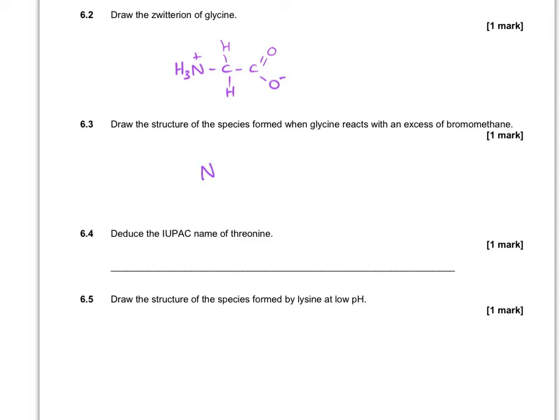So what you're going to end up with is the original molecule of glycine, and in place of its hydrogens we're going to get the methane from the bromomethane all the way around. Now it says an excess, so it's going to go until there's no lone pairs left on the nitrogen, which leaves the nitrogen with a positive charge. We've got to balance that charge, and there's going to be a bromide ion associated with it.